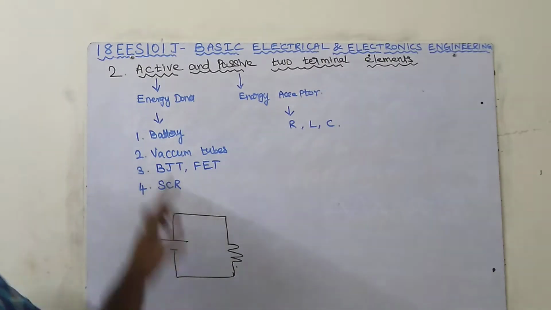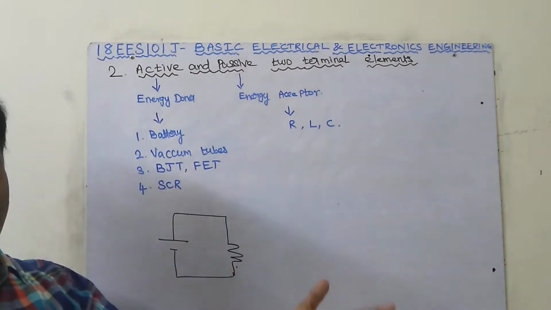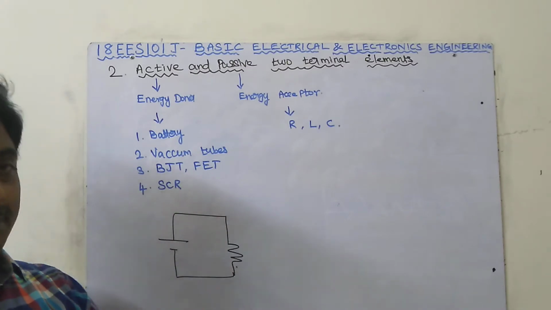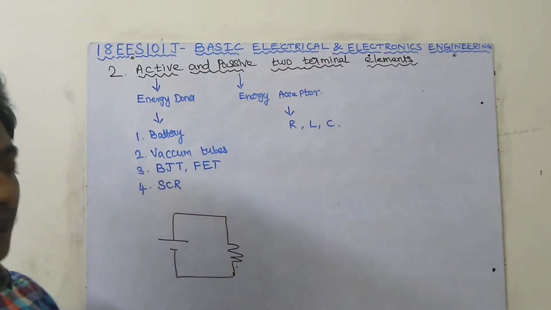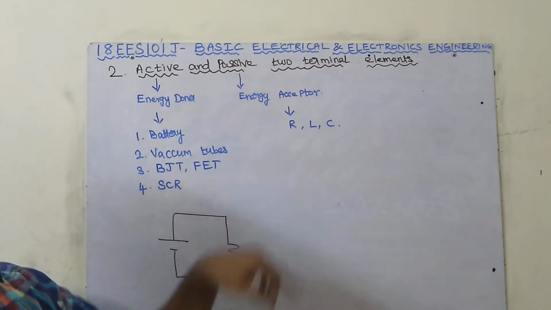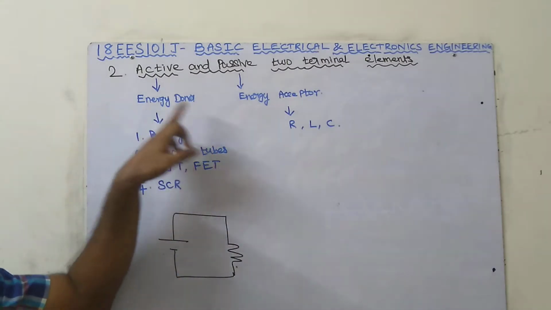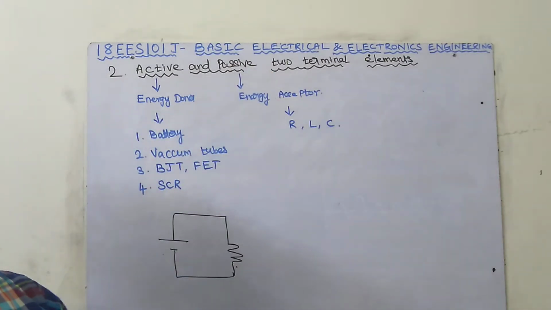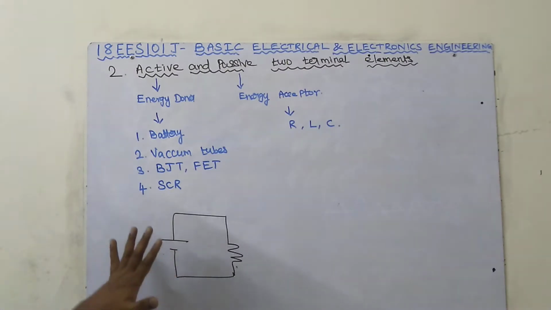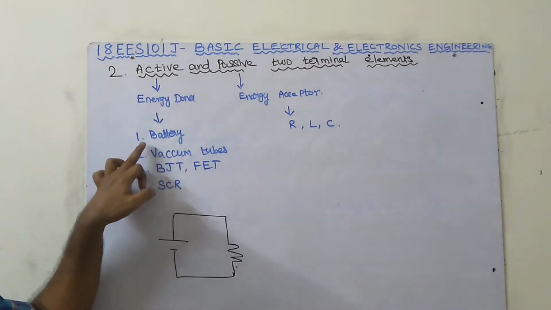This is a simple concept. Active elements mean energy donor or current donor. It will generate the current, generate the power and energy, and supply current, so it is called active. The one which consumes is called passive. For example, an energy donor is nothing but a battery.